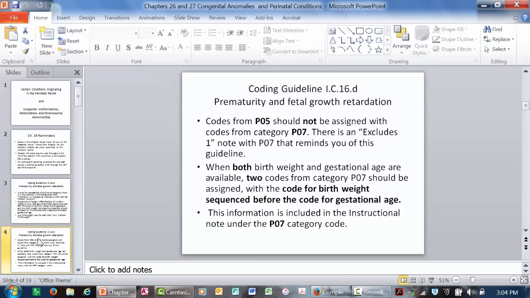Codes from P05 should not be assigned with category P07 codes, and there is an Excludes1 note with the P07 that reminds you of this. Also, in the instructional note under the P07 category, it reminds the coder that when both birth weight and gestational age are available, we're going to choose two codes from P07. The code for the birth weight will be sequenced before the code for the gestational age.